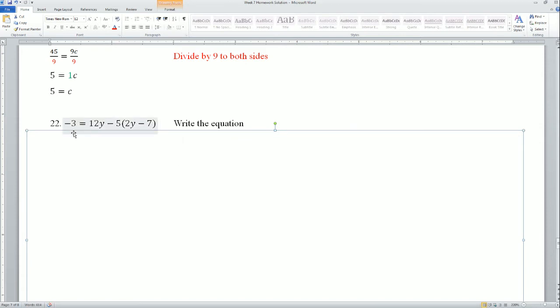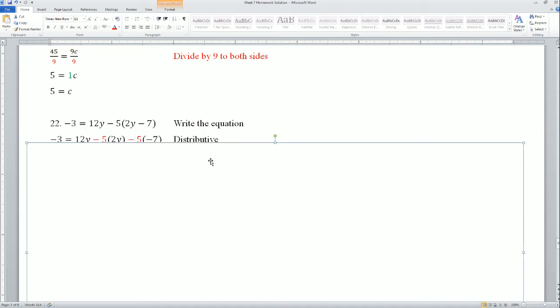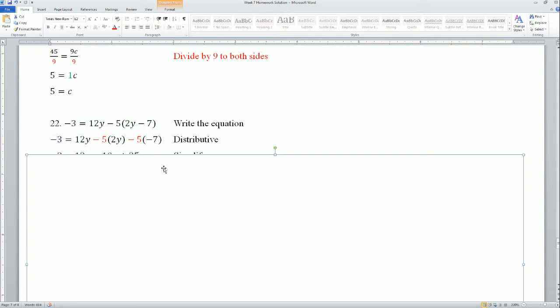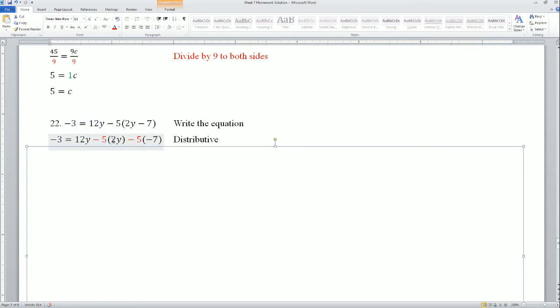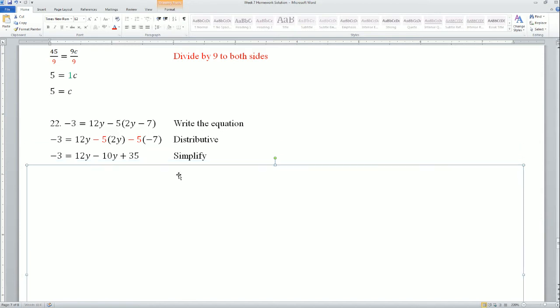22, last one. Negative 3 equals 12y minus 5 parentheses 2y minus 7. We always write down the equation as the first step. You want to distribute because you want to get rid of that parentheses. So it's negative 5 times 2y, negative 5 times negative 7. In that process, you can simplify. Negative 5 times 2y becomes negative 10y. Negative 5 times negative 7 becomes positive 35.